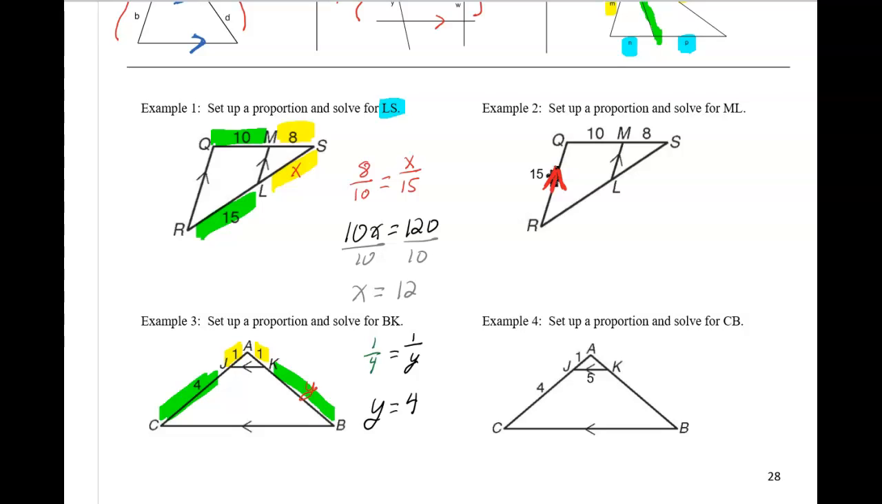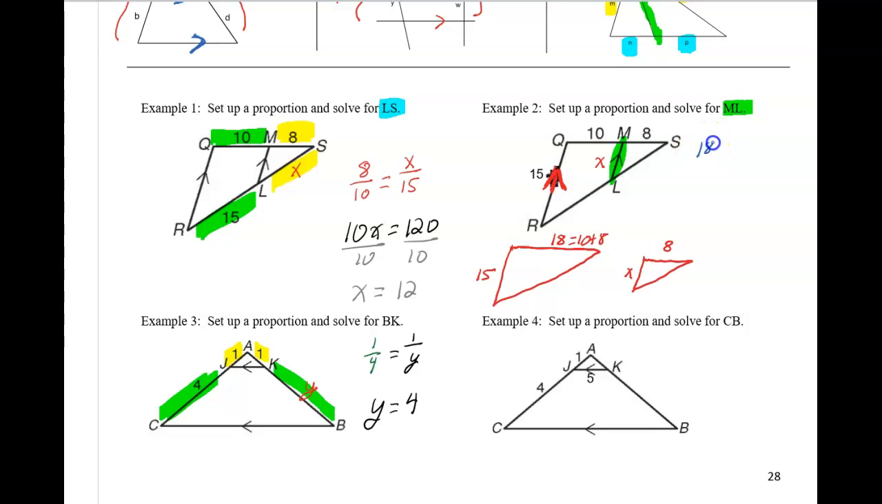If you look at problem number 2, we want to solve for ML. So I'm going to highlight that in green. Let's call that x. The theorem that we just learned does not apply. But if I were to draw the two triangles separately, we have 15 and 18. I get 18 by doing 10 plus 8. And if I were to draw the little triangle, we have 8 and x. So now using similar triangles, we can set up some proportions.